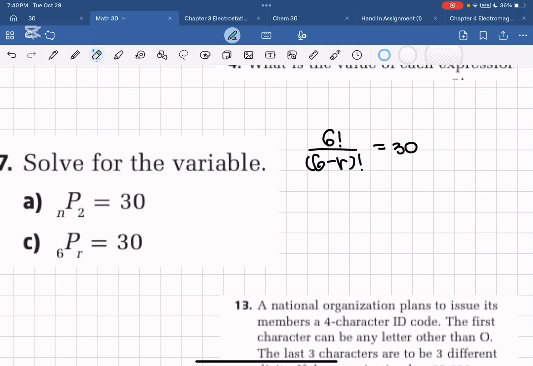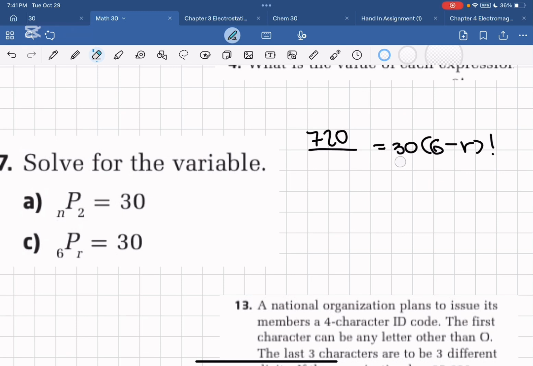We can simplify this 6 factorial to 720. Now we have to get this out of the bottom. So we would multiply it out, and by that we have to multiply it to the other side as well. Now here is where it gets a bit tricky. You still have that factorial symbol that you want to deal with.